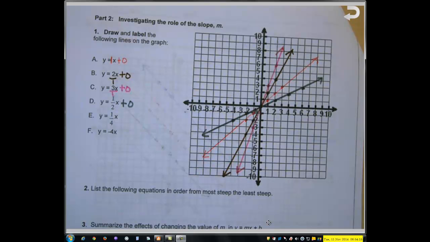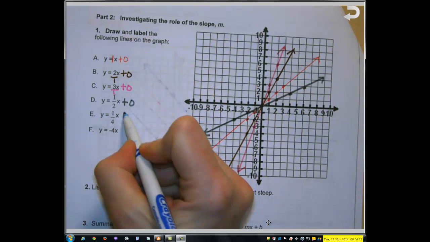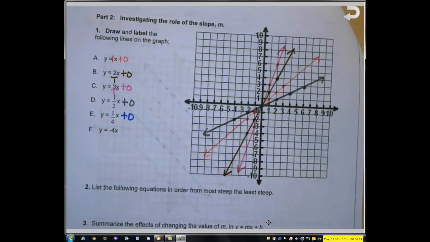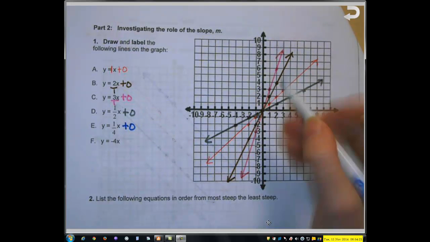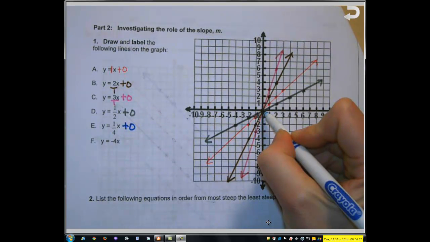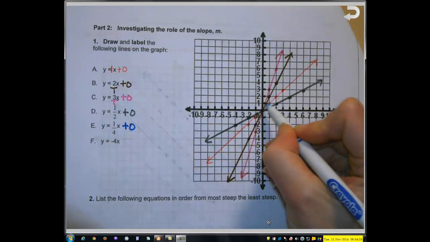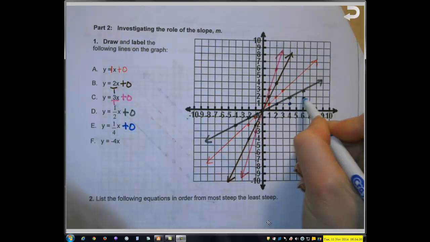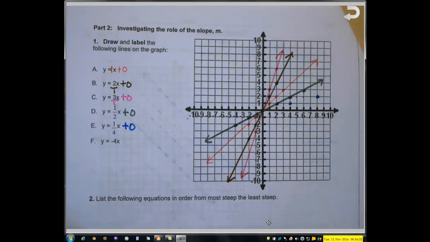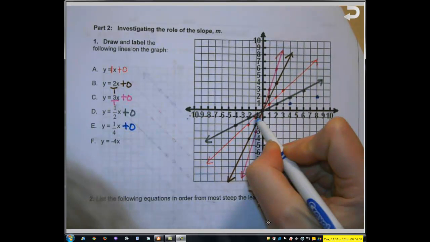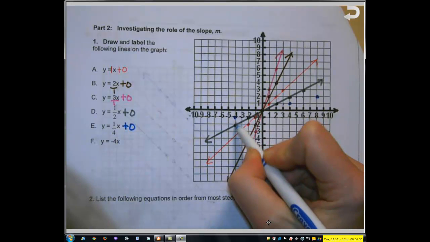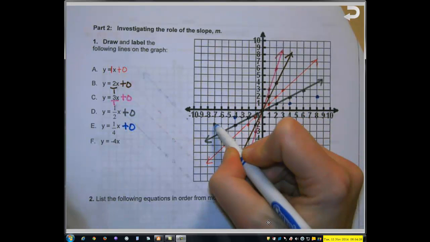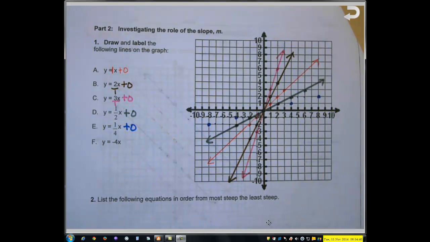Okay, now we're going to do y equals 1/4 x. The y-intercept still stays at 0, but our slope is going to be 1 over 4. So up 1 and right 4. Now we'll go down 1 and left 4.